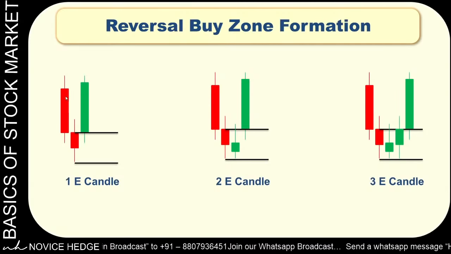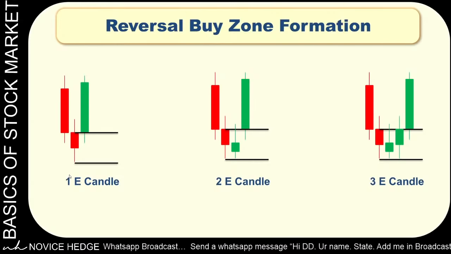In the first case, the first IB candle is a red color candle. What it indicates is that the sellers have taken over the particular stock. So the sellers are dominating in the first case. The second candle is an E candle, where the transaction happens. And the third candle is an IB candle, which is in green color, indicating that the bulls are dominating it. The buyers are dominating it. So this gives you a story lineup.